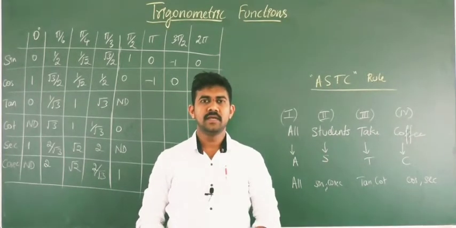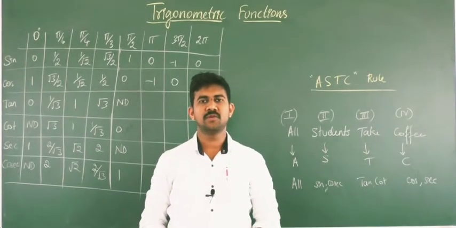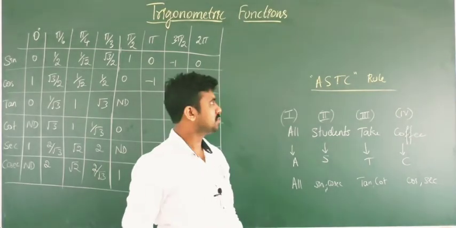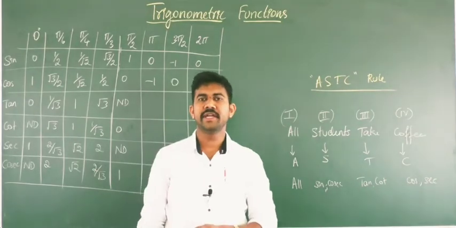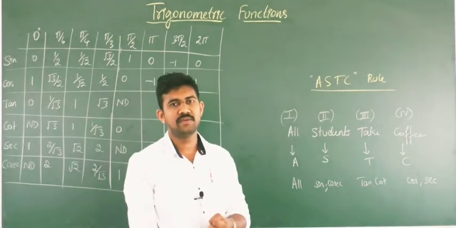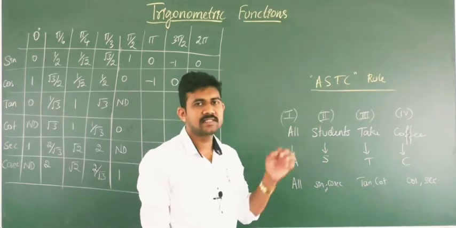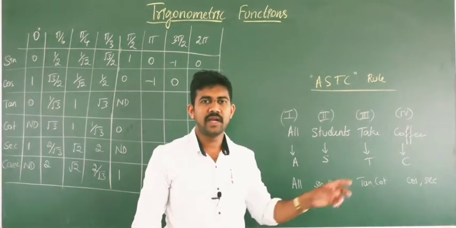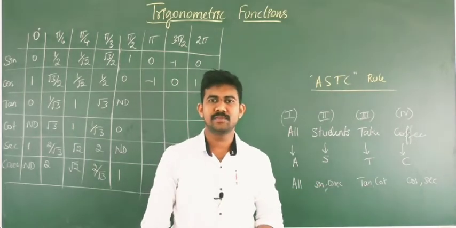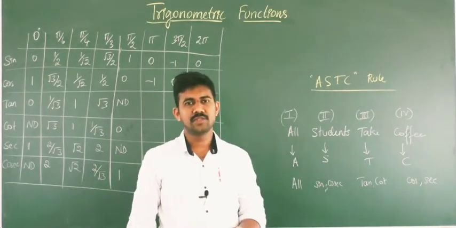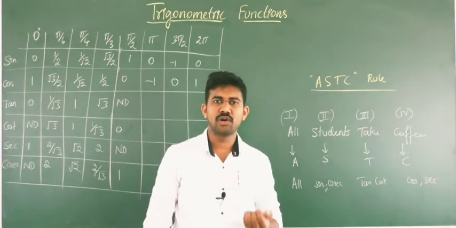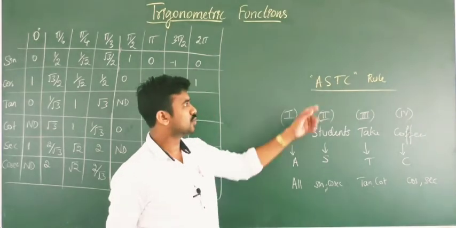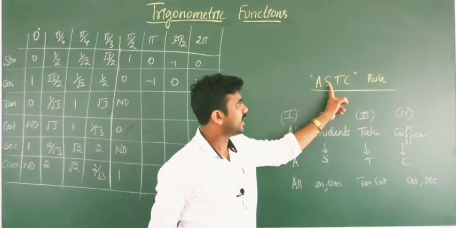Hi students, in our last session we discussed the signs of trigonometric functions. In the first quadrant all trigonometric functions take positive values, and in the second quadrant sine and its reciprocal, cosecant, take positive values. In the third quadrant tan and its reciprocal, cot, take positive values, and in the fourth quadrant cos and its reciprocal, secant, take positive values. Together we call this the ASTC rule.